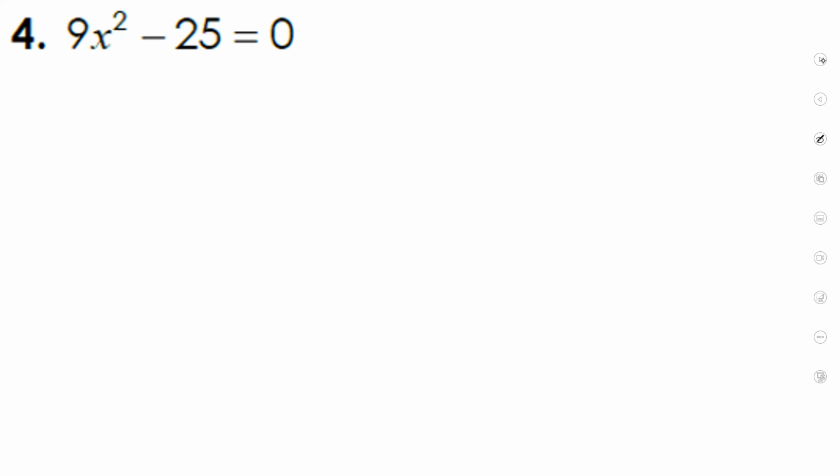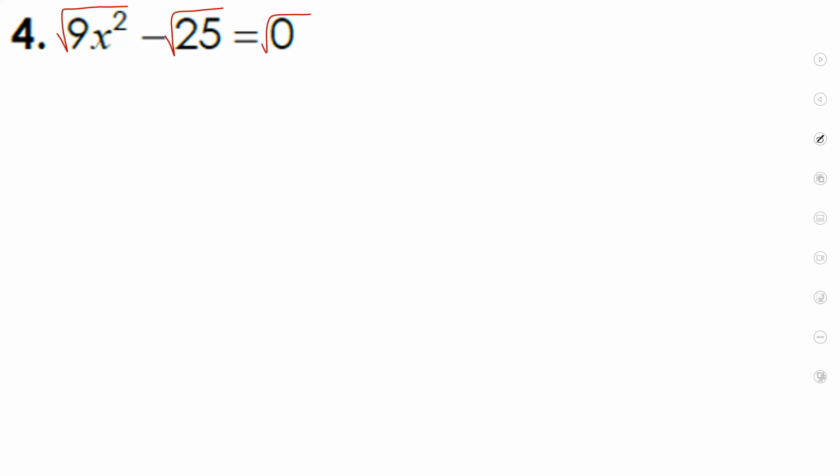This is number 4. Notice everything is already on one side of the equal sign, so I'm going to go straight into factoring. So here I have an A and a C value. That's great. But here's a little shortcut that I want to show you. You can do the square root of this, the square root of this, and the square root of this.